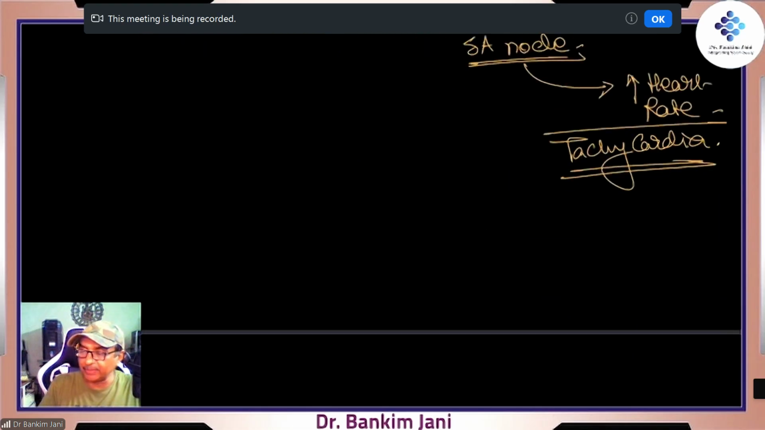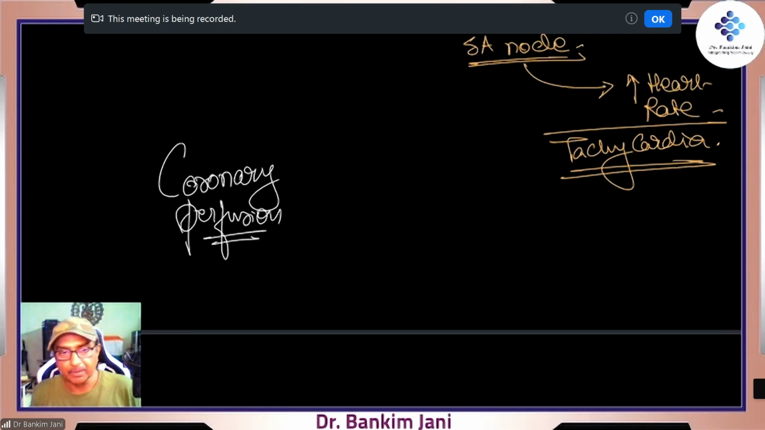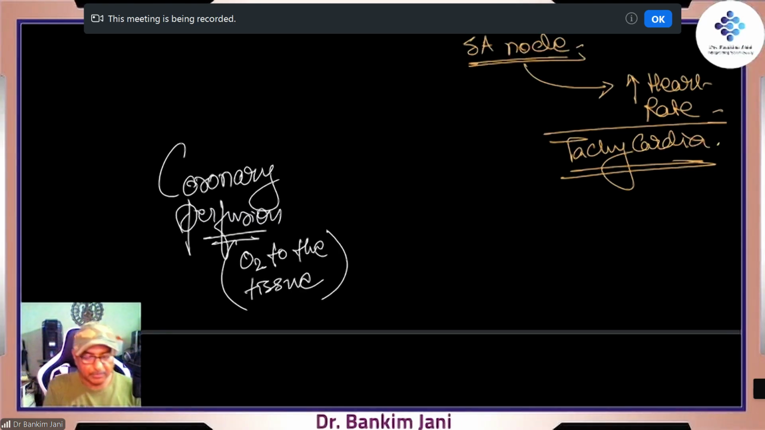What would it really do when there is tachycardia? The important point is the coronary perfusion. Whenever the word perfusion comes, perfusion means one simple thing: oxygen is coming. How much oxygen is going to the tissues? So we'll say oxygen to the tissues. Now, when we say coronary perfusion, that means we are dealing with the heart tissue, that is, heart muscles. So how much oxygen are they actually taking?